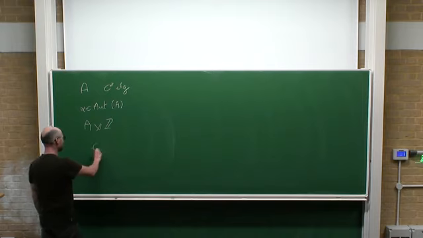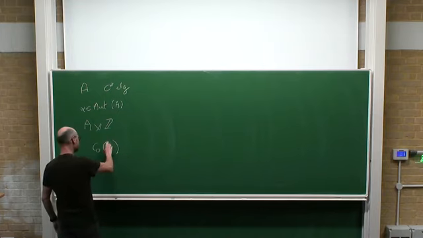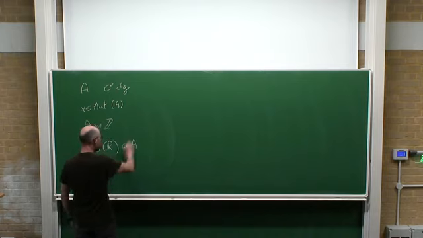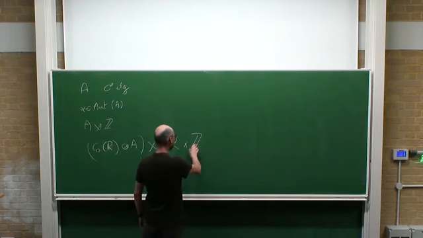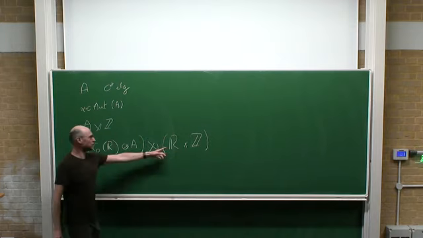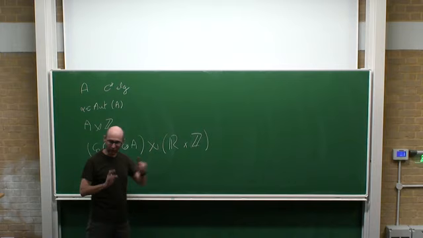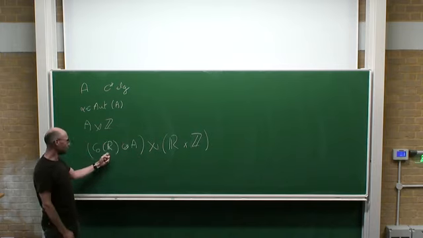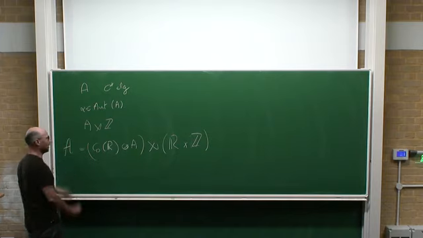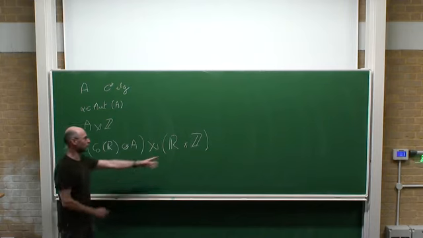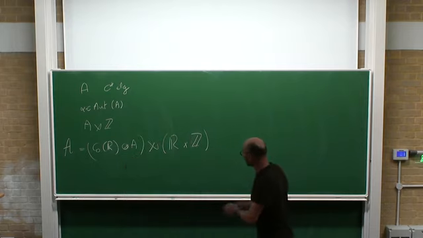What you do is you consider this algebra A, and you look at the cross product by R times Z. The R is just acting by translation on C0 of R, and the Z is a diagonal action, because it acts on A, and we're also translating by 1 in C0 of R. Of course, these two actions commute, that's why it's the cross product. And then you can try to figure out what this is.